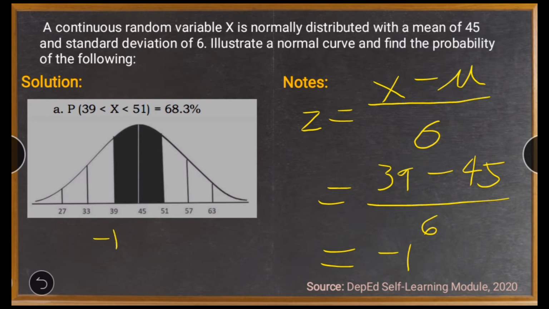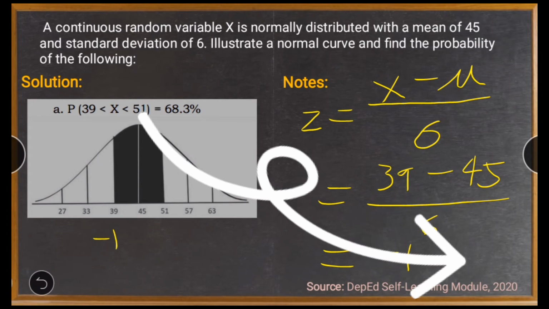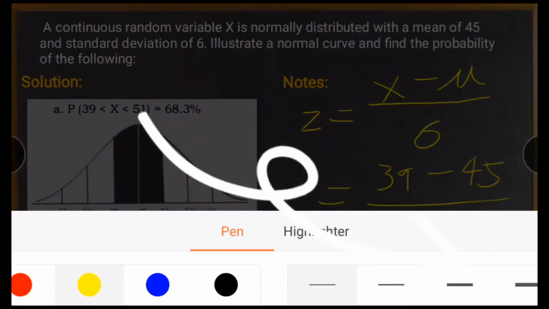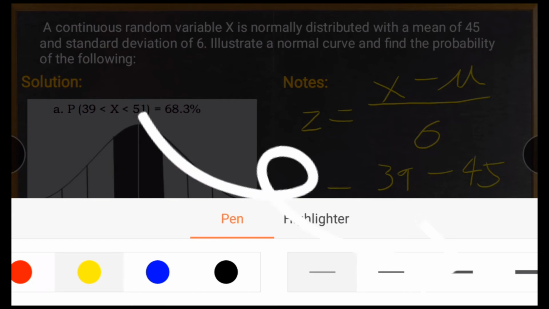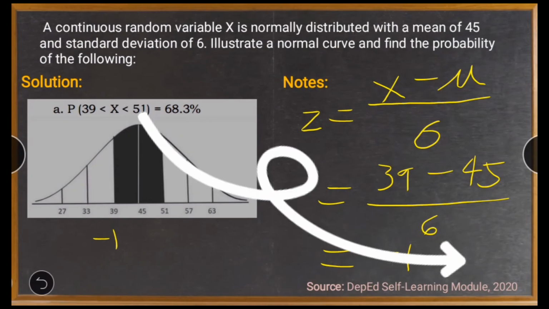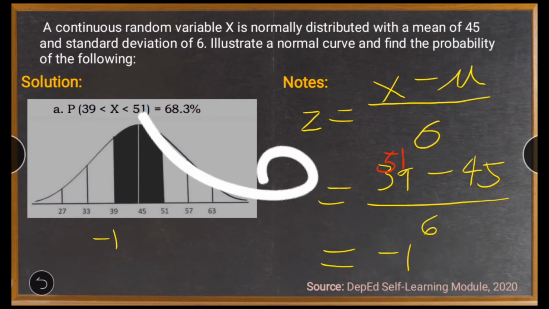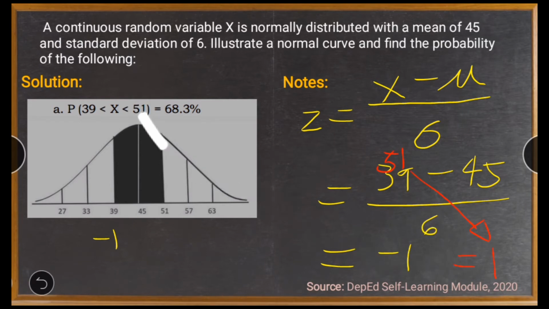And how about 51? We can make use of different colors so that you will see it. We will use the red one. If this must be 51, 51 minus 45, that is 6. 6 divided by 6, it is equal to positive 1. So this must be positive 1, meaning we will get the area from negative 1 to positive 1.